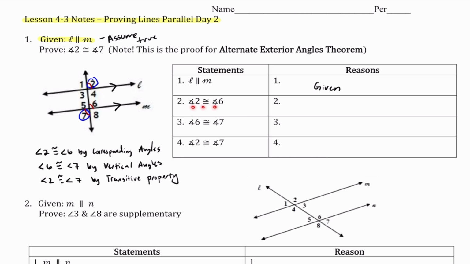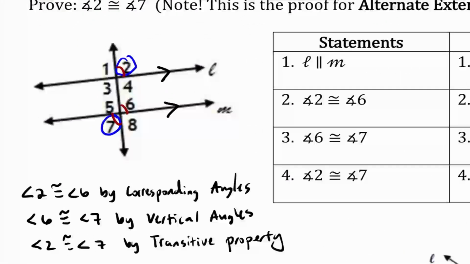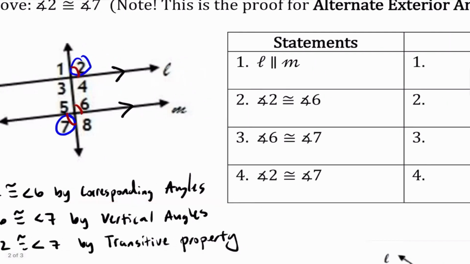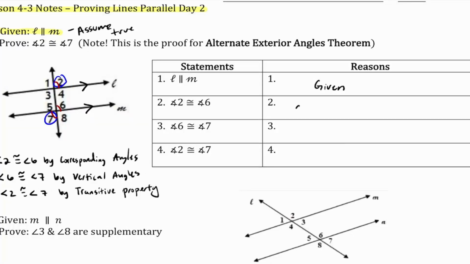Statement 2 says angle 2 is congruent to angle 6. If we look at the picture here, angle 2 and angle 6 are congruent by corresponding angles. So I'm going to write corresponding angles for my second reason.